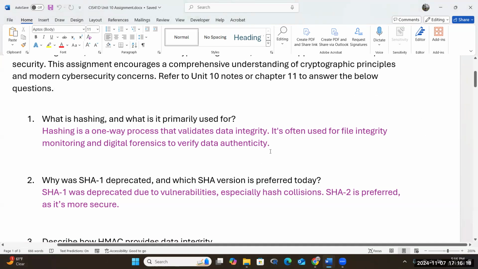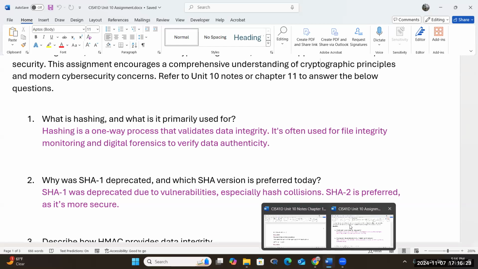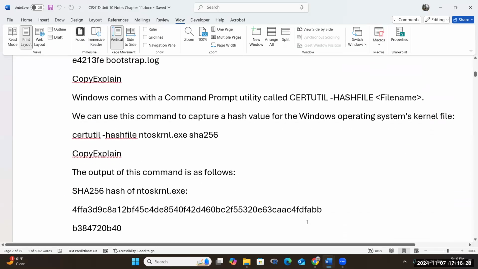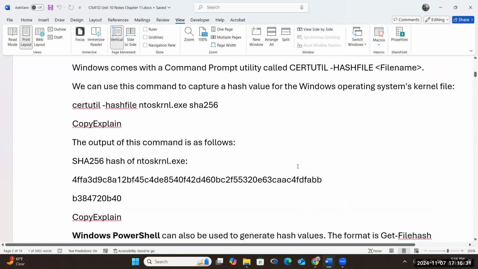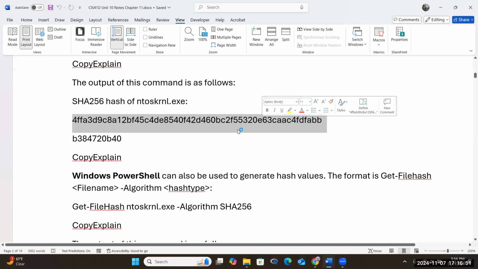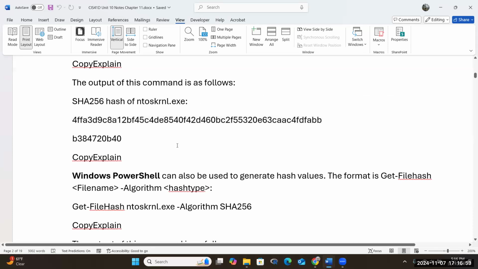But a lot of this is just going to be review, and then some of it you are going to be able to learn new things through the notes and the assignment today. So there are some examples of how you can use commands and utilities. So in Windows, I think I did this for my classes, certutil -hashfile, and you can use something like the ntoskrnl executable to generate SHA-256. And then it's going to output a hash value like this for that particular file.